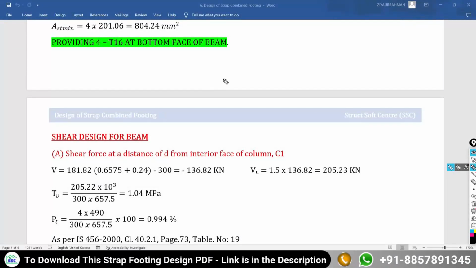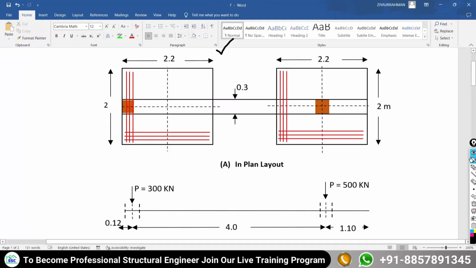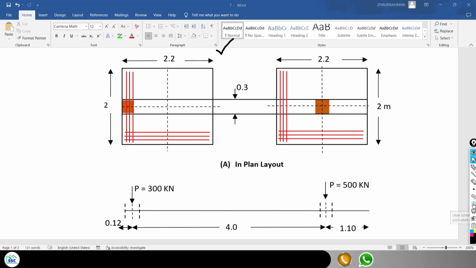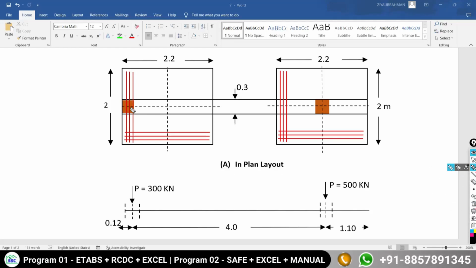Now after the complete flexural design of the beam, we have to design the beam for shear. For that we have to consider the critical section at a distance of d from the interior face of the column C1. So have a look at the figure. You can understand that here we have to consider the critical section for shear.